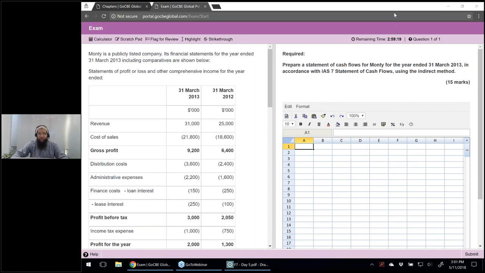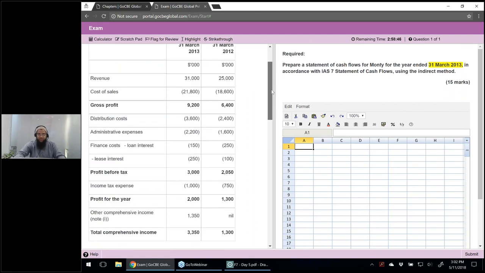Okay, so let's start the question of Monty. The question says: prepare the statement of cash flows for Monty for the year ended 31st March 2013, in accordance with IAS 7 statement of cash flows using the indirect method. This is a 15 marks question. Monty is a publicly listed company. Its financial statements for the year ended 31st March 2013, including comparatives, are shown below. The statement of profit or loss and other comprehensive income for the year has been provided by the question.